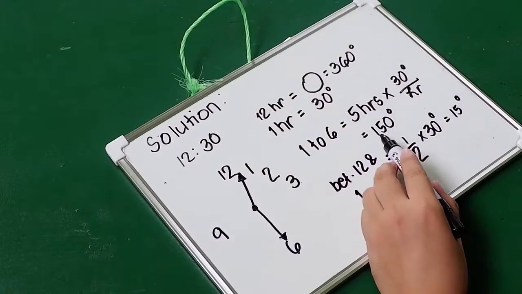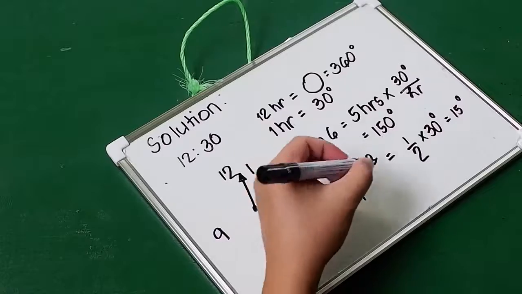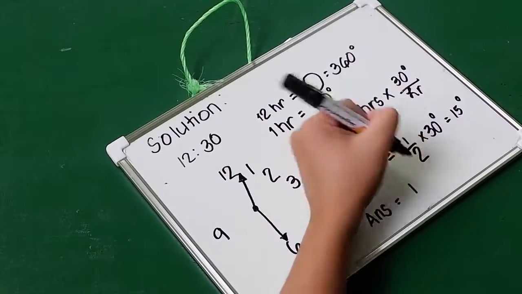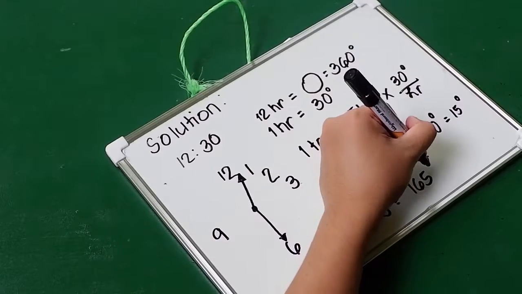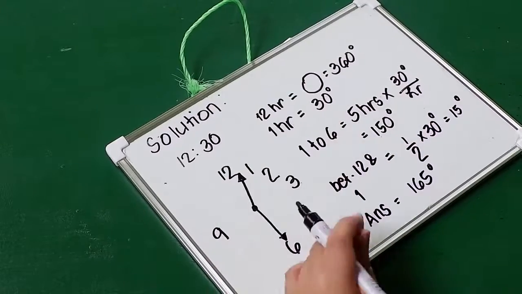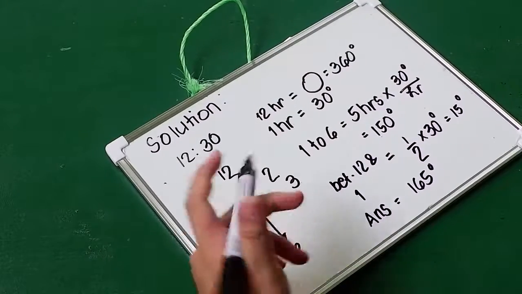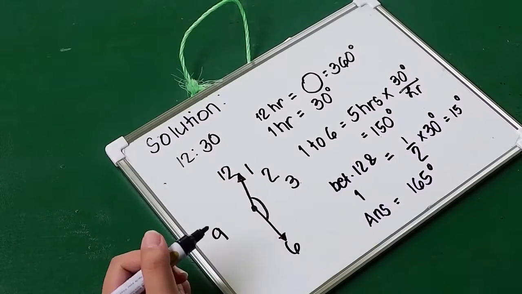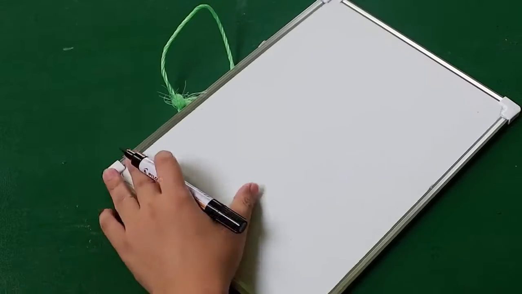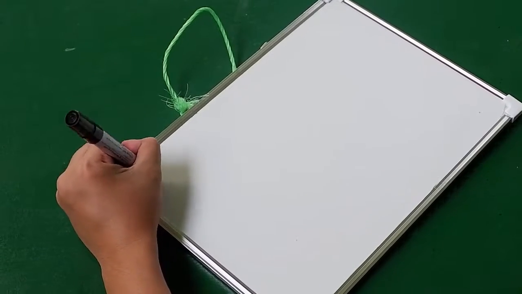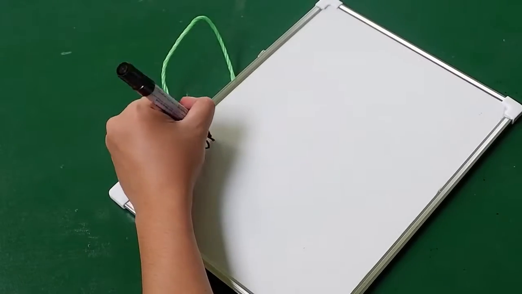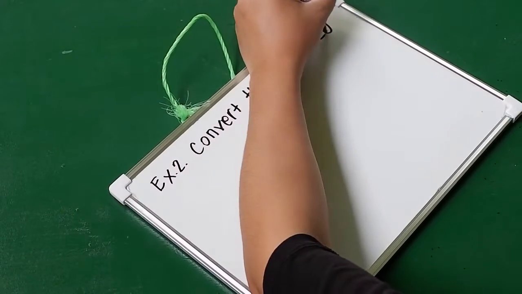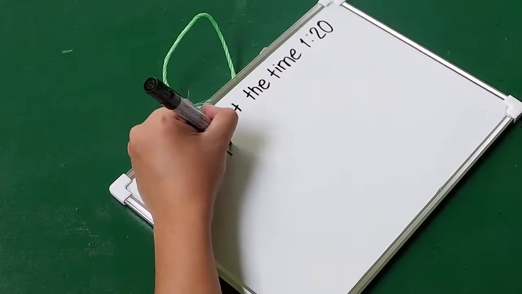And we're going to add 150 degrees and 15 degrees, and the answer is 165 degrees. So that is the angle between the minute hand and the hour hand at time 12:30. Try to solve another example. For example, number 2. Convert the time 1 hour and 20 minutes to degrees.